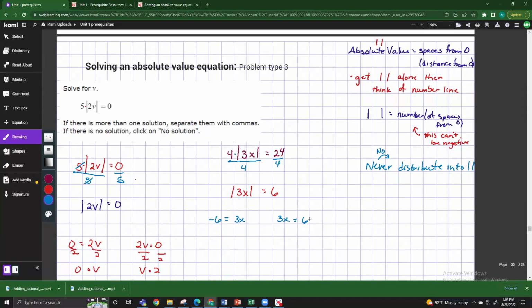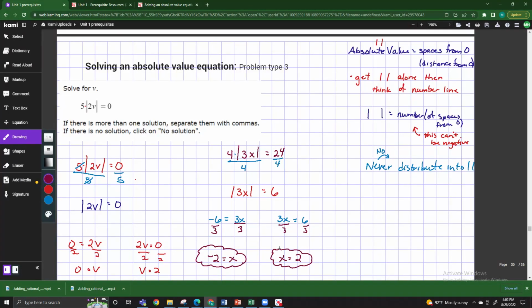So where I'm thinking the number line, I want the smallest number to the left, and then to the right, it will be the bigger number. Now finishing this, I still want to get x by itself, so divide by 3, not x. Divide by 3, so -2 equals x. And divide by 3, x equals 2. They're not always going to be the positive and negatives, but in this case, these are my answers. There are 2 of them.